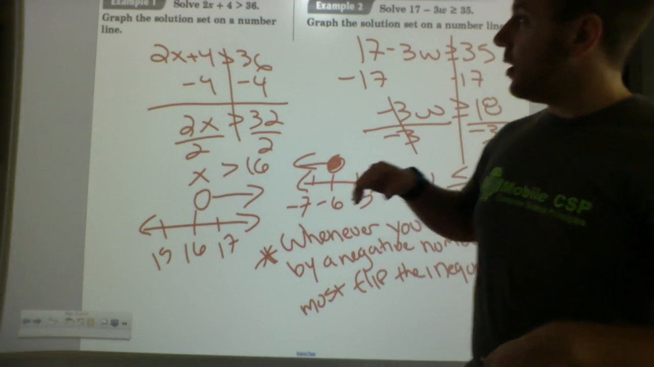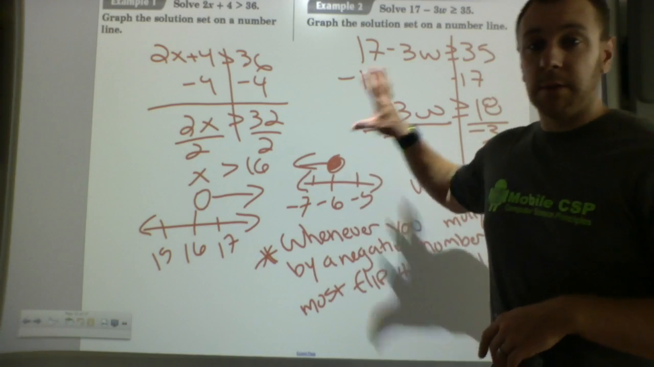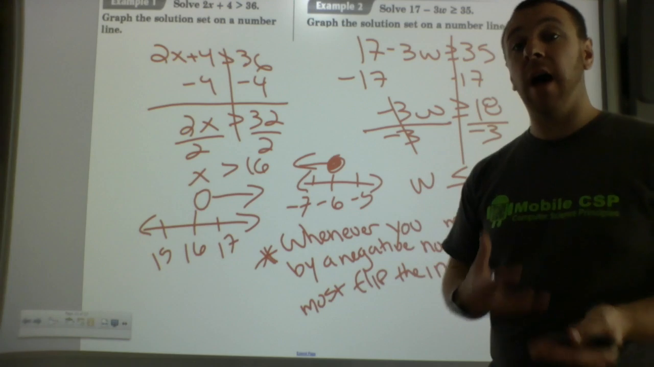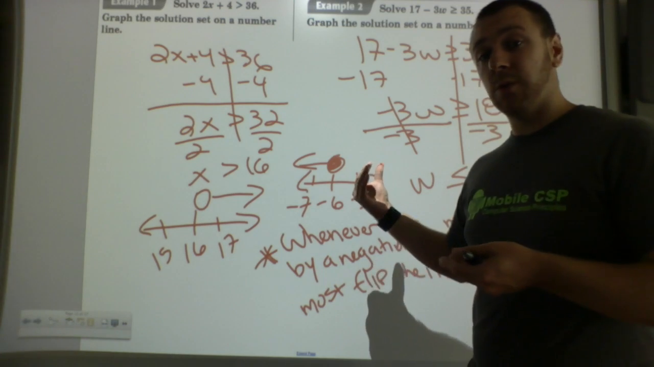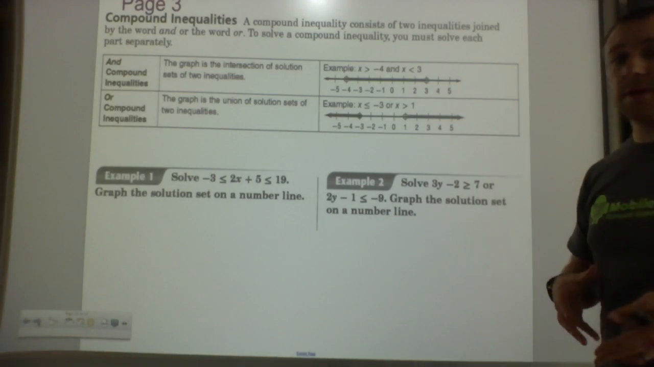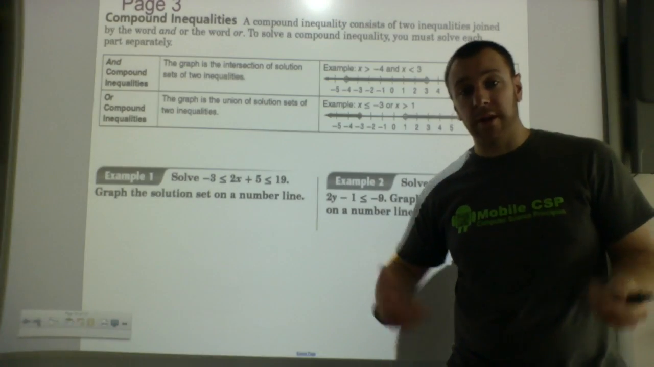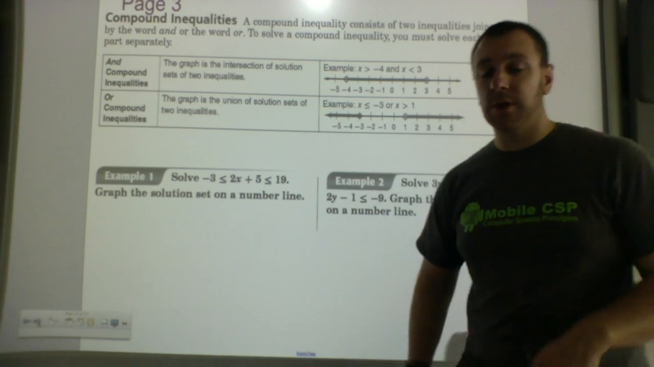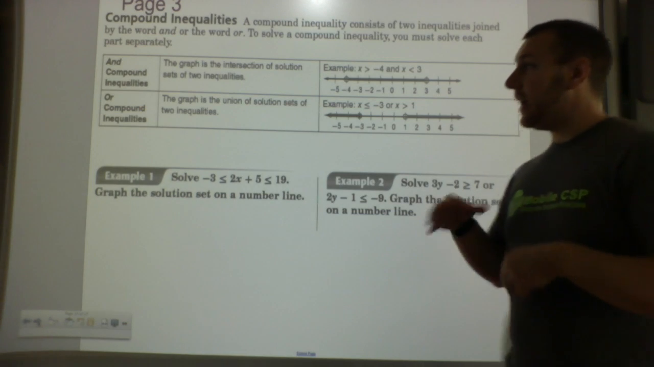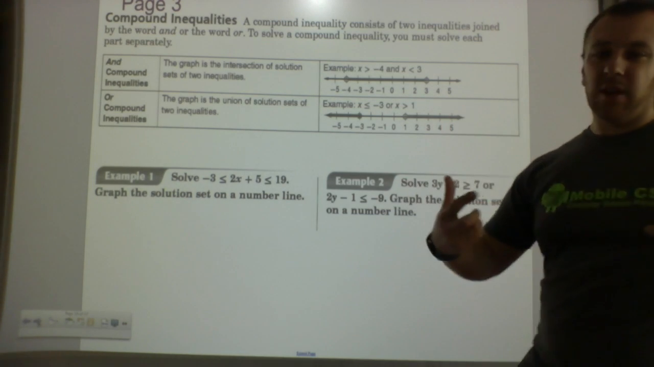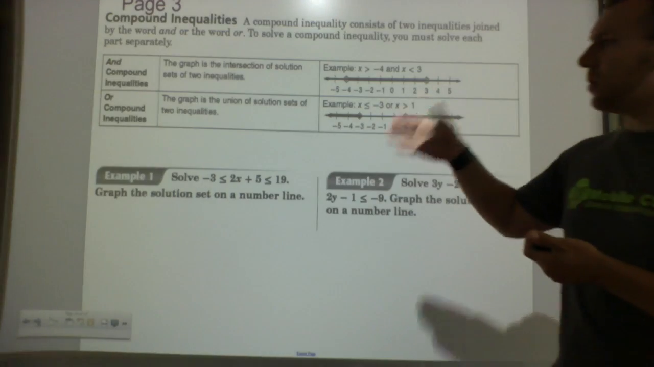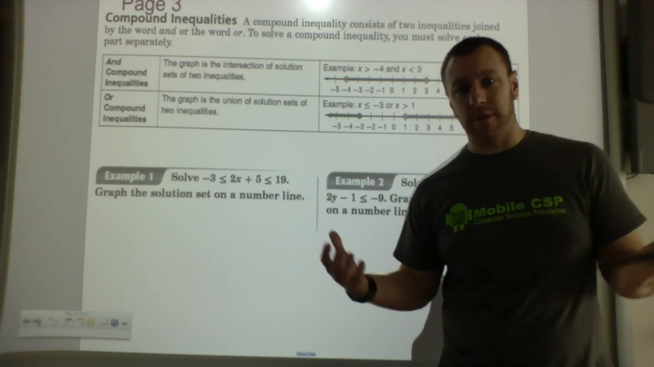Now, there are practice problems on this. Please complete that. But on page 3, there is something called compound inequalities, which we're going to go through right now. Compound inequalities are basically two inequalities put together. So there's "and" and there's "or" inequalities. "And" inequalities are called the union, where the arrows kind of overlap. "Or" inequalities are where they don't overlap.